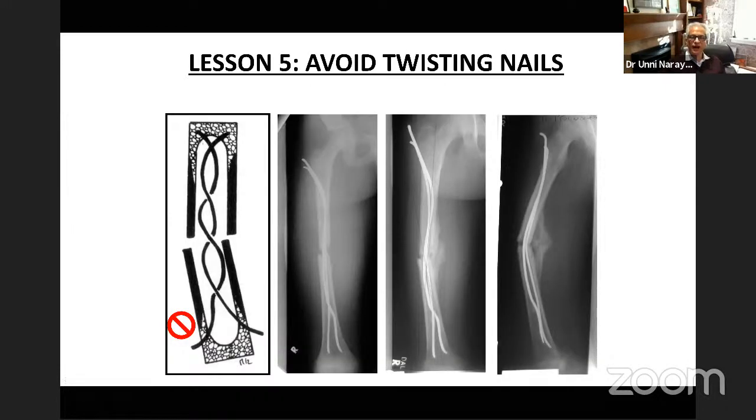Lesson number 5, avoid twisting nails. So this corkscrew phenomenon, all principles of elastic stability are thrown out of the window, and you have no way to predict how this is going to heal. Those vectors are unpredictable, and you can get all kinds of displacement.